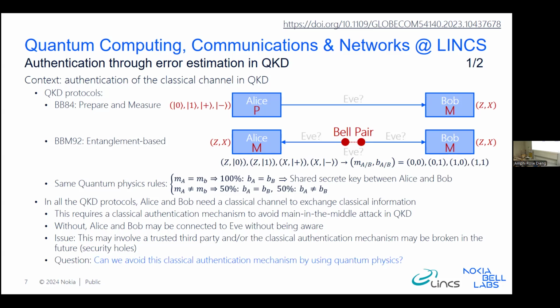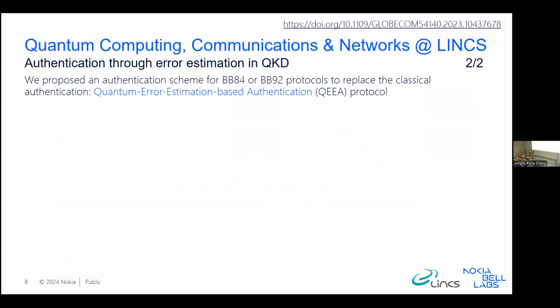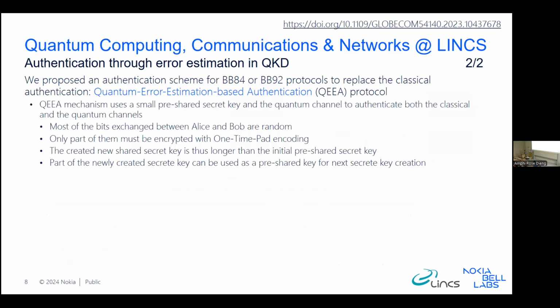So the question is, can we avoid the classical authentication mechanisms for QKD by using quantum physics? And this is what we proposed in this paper published in GlobeCom. So I will try to speed up a bit now. What we propose is that Alice and Bob will use a pre-shared key to encrypt part of the classical channel that is critical for that. Of course, the pre-shared secret key will be smaller than the final shared secret key that will be created by the QKD protocol. We use one-time pad encoding, so it is perfectly secure in terms of information theory and the results of Claude Shannon in 1949.